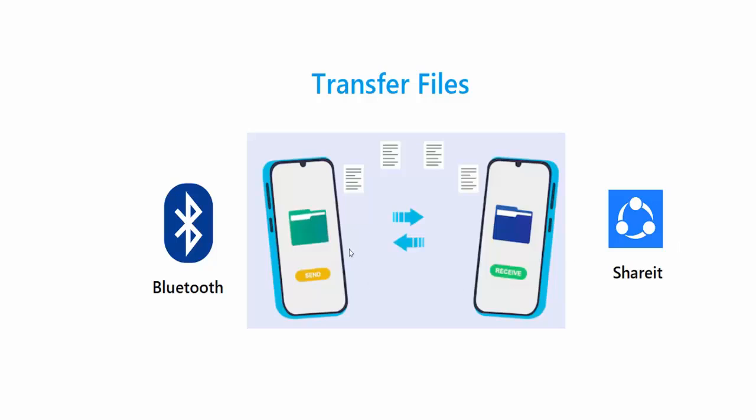Not only pictures, we can also share files and videos using ShareIt and Bluetooth. With ShareIt we can share smoother and faster, while Bluetooth takes some time. So this is the communication we are using, the communication types being Bluetooth and ShareIt.